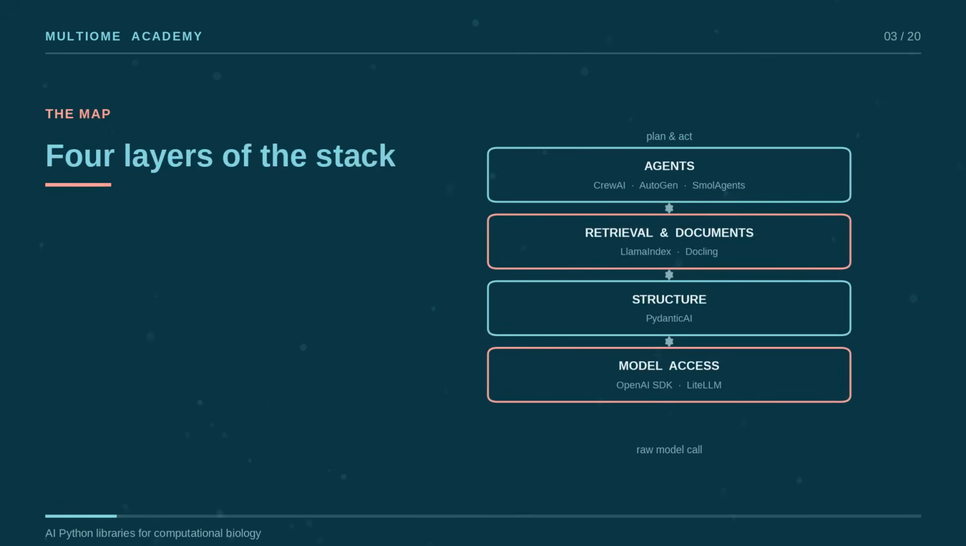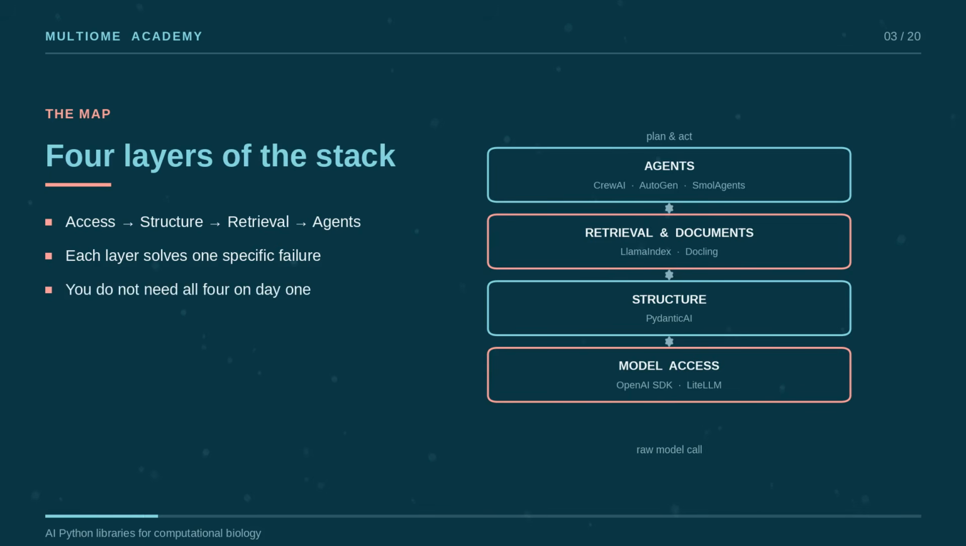It helps to see these libraries as 4 layers rather than a long list. At the bottom, model access. How do you call a language model at all? Above that, structure, forcing the output into a schema you can actually parse. Then retrieval and documents, giving the model your papers and your data. And at the top, agents, letting the model plan, call your functions, and check its own work. Each layer fixes one specific failure of the layer below it.